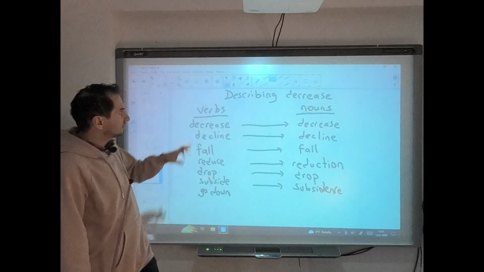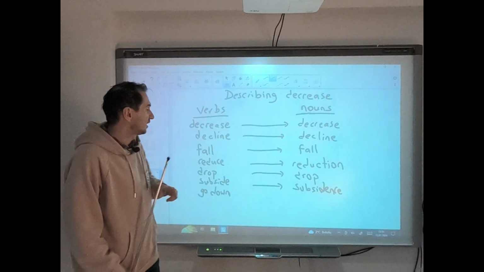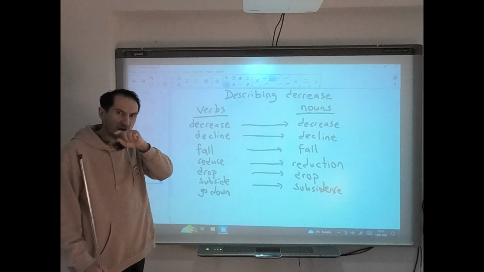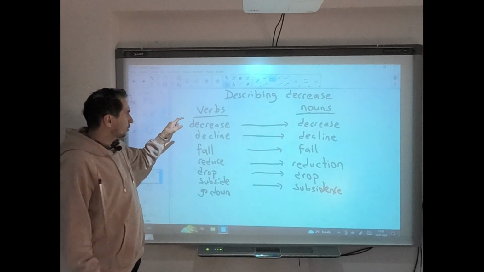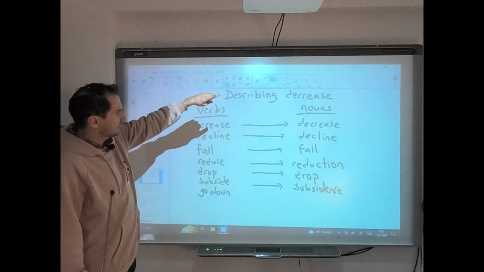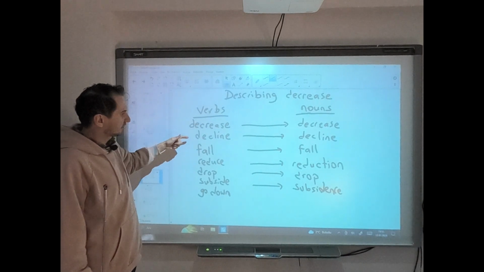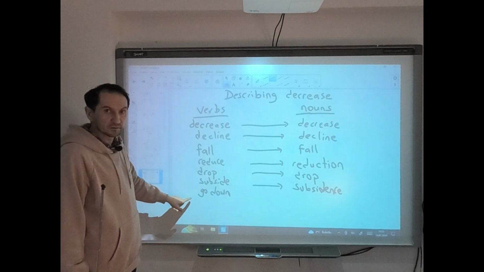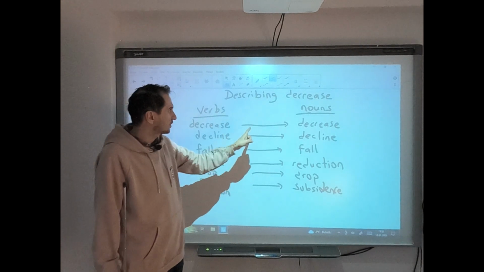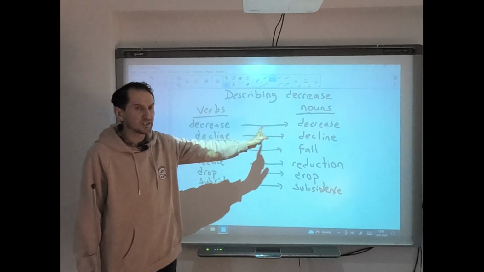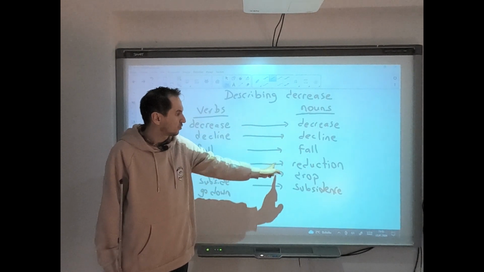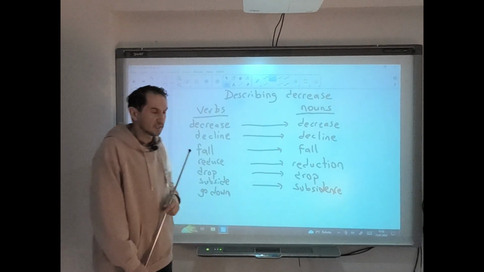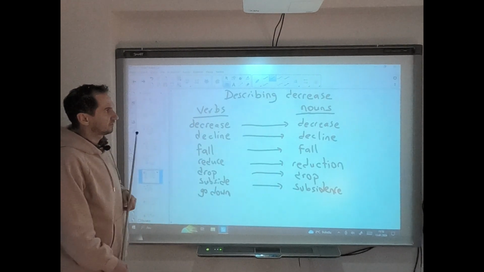And now describing decrease, okay? So verbs for this and then nouns again, okay? I will show you in a bit how you can vary them, alright? So verbs to use for describing decreases, you can use decrease, decline, fall, reduce, drop, subside, and go down, okay? And the nouns for these, you can say there was a decrease, a decline, a fall, a reduction, a drop, and a subsidence. Okay, so these are the noun forms giving you decreases.